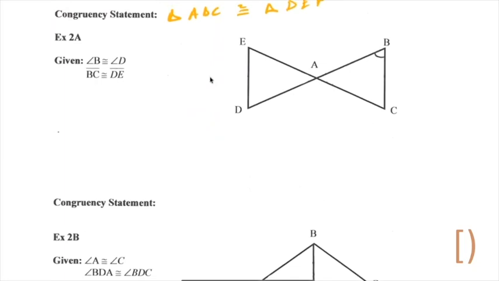Okay, we'll do a couple of quick ones. Here again, they tell us angle B is congruent to angle D. There's B and there's D, and they say BC is congruent to DE. So those are both given. And if they just give it to you, that's given.